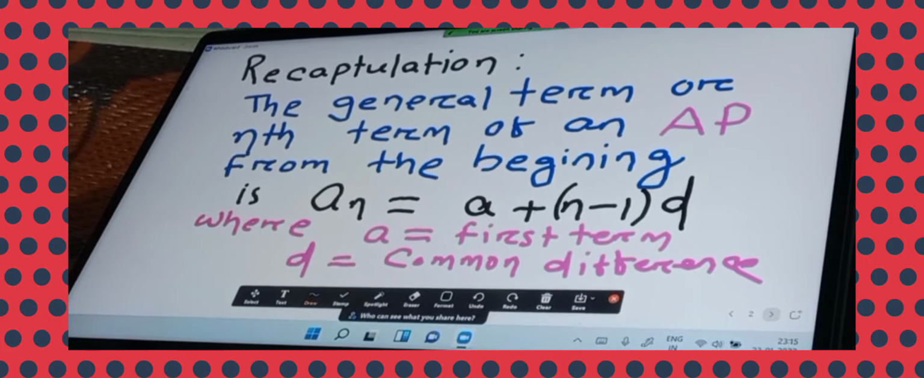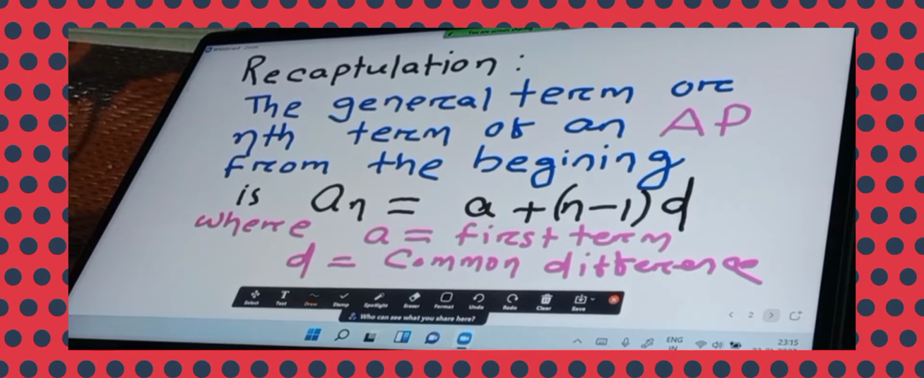So in the previous class we already discussed the general term or the n-th term of an AP from the beginning: a_n is equal to a plus (n minus 1) into d, where a is the first term and d is the common difference. Yes or no? This is the general term or n-th term of the AP from the beginning.